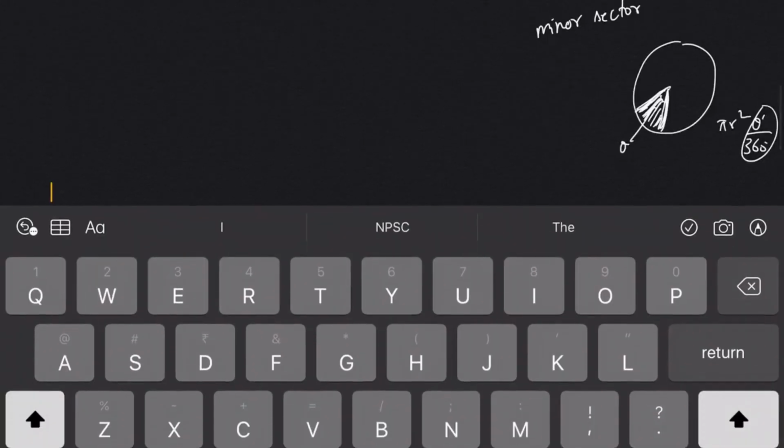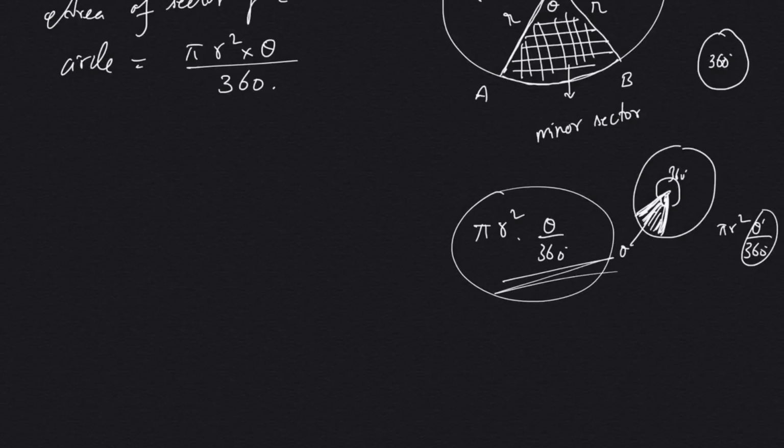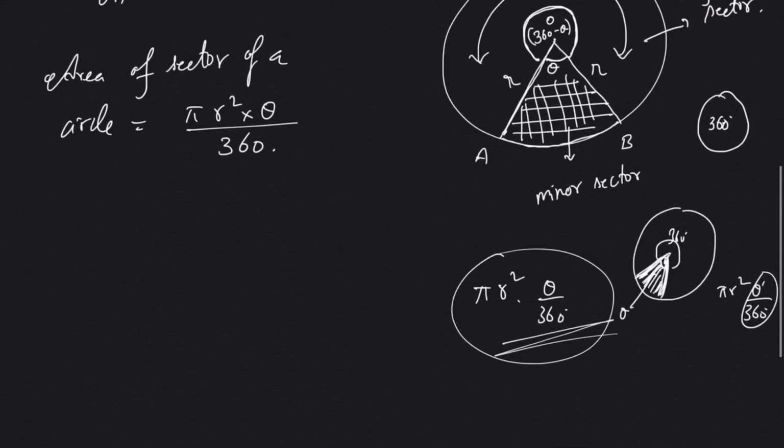If you have to find the area of a sector, then first remember pi r square. Then it's making an angle theta out of the full angle of a circle, 360 degrees. So pi r square into theta out of 360 degrees will be the area of the sector. It's very easy for us to remember. So this will be the area of a sector of a circle.